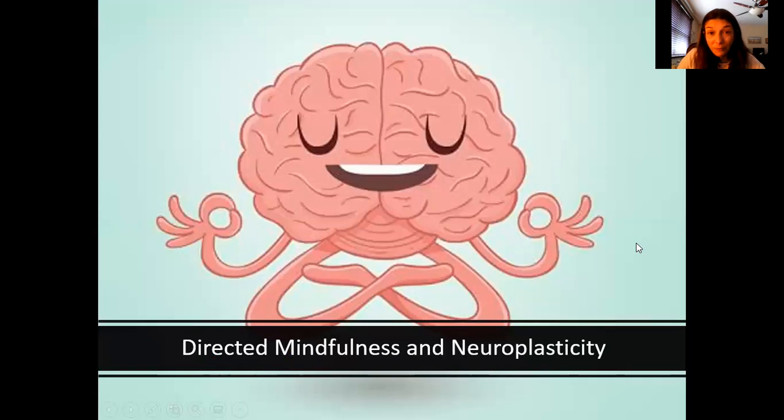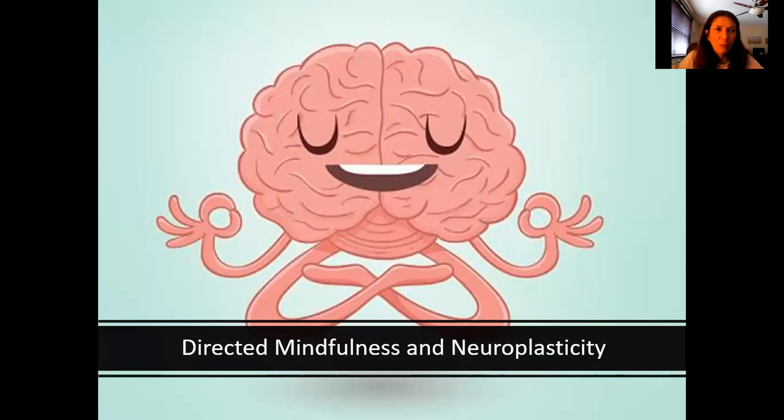This one's called directed mindfulness and neuroplasticity. So think of directed mindfulness as I'm directing my attention on purpose to certain building blocks that might change my experience of a whole situation. Neuroplasticity, as you can see here by the picture, is about our brain and how our brain continues to change throughout our life. It's like molding plastic, okay?